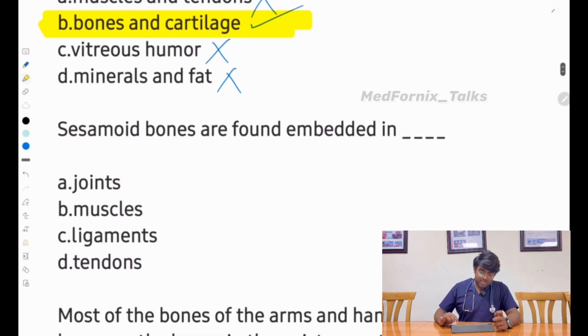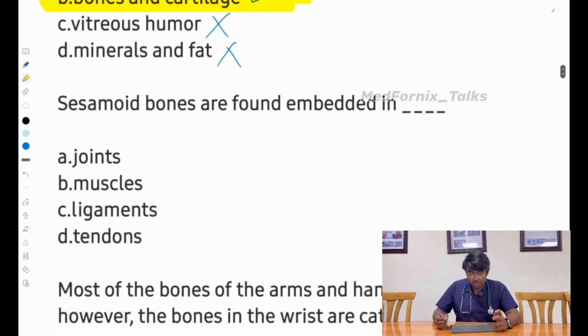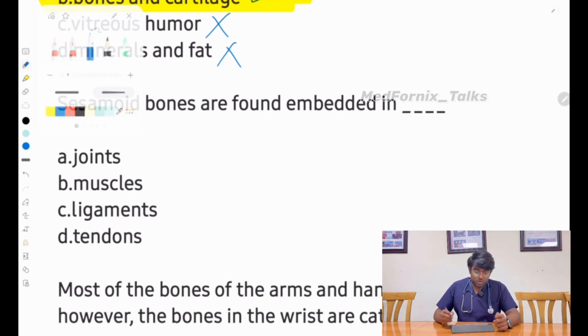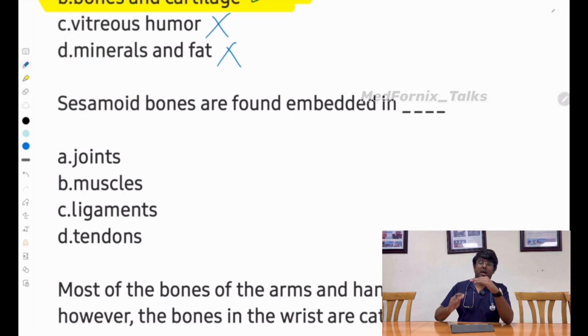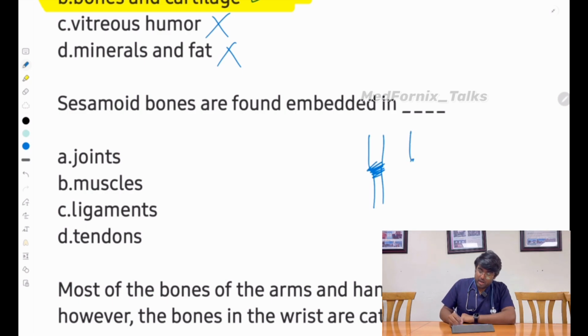Then next question: sesamoid bones are found embedded in. What is sesamoid bone? I have told, right? Under the skin there will be tendons, and the skin and tendons will cause friction to the bone, and this friction will cause the tendon to harden itself, and this forms the sesamoid bones. So here you can see it will be tendon, and this is also tendon, and due to the friction here, it will form a bone here, and this is the sesamoid bone.